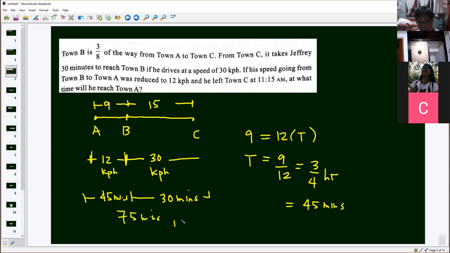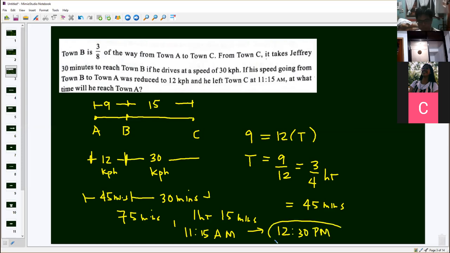And that's 1 hour and 15 minutes after 11:15 a.m. After 1 hour, that would be 12:15. Then add another 15 minutes, so the answer is 12:30 p.m. So there, right? So just answer it part by part. Study the details part by part. Next.